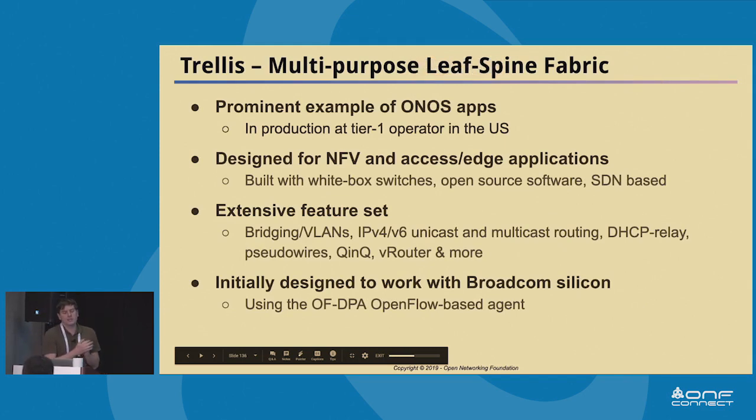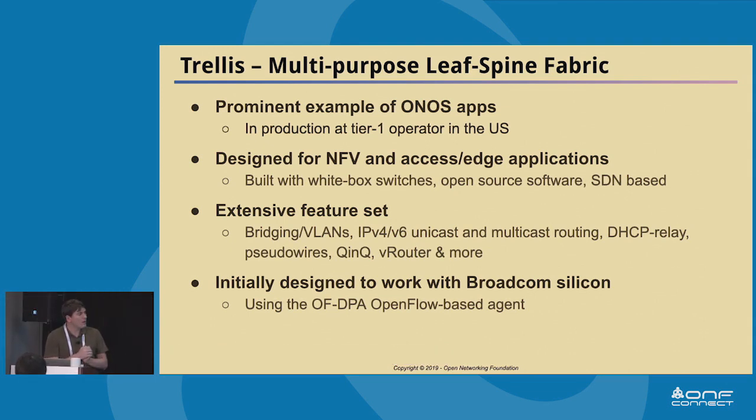So if you don't know Trellis, Trellis is a set of ONOS applications, actually a prominent example of ONOS applications, which is in production today with a Telecom US provider. It's a set of applications designed to provide connectivity inside a network topology arranged as a leaf-spine data center fabric. So you can have multiple layers of leaf and spines connected together, and Trellis takes care of providing connectivity as you would do in a traditional IP-based fabric.